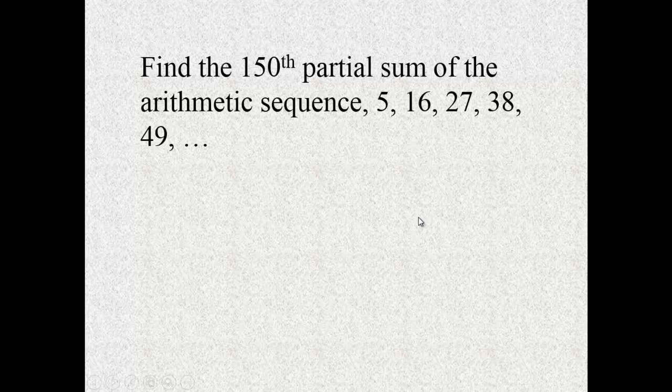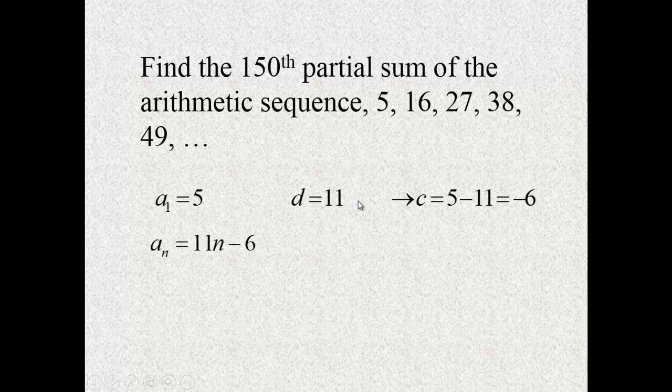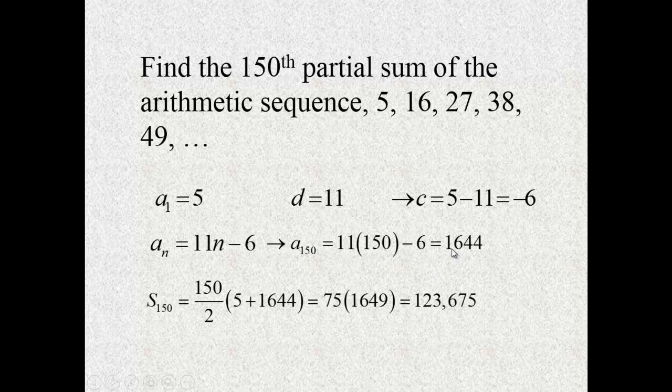Now, find the 150th partial sum of the arithmetic sequence 5, 16, 27, 38, 49. The first term is 5. The common difference is 11. So a_150 is 1644. We should count it first before we count S_150.